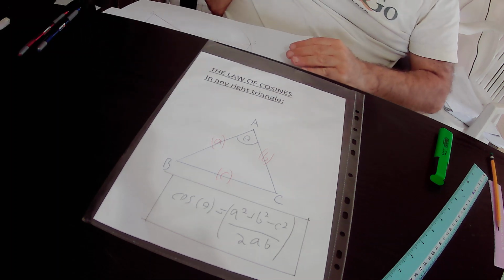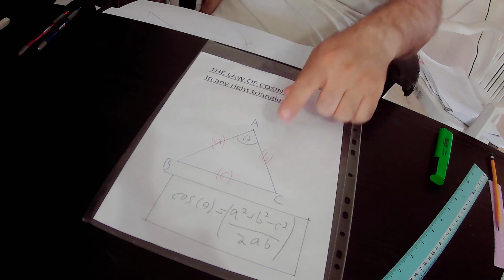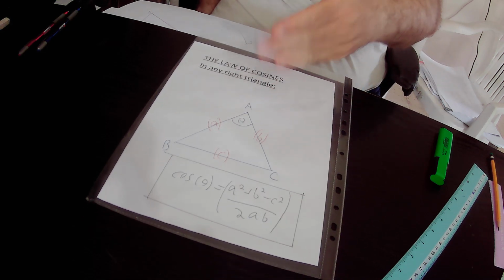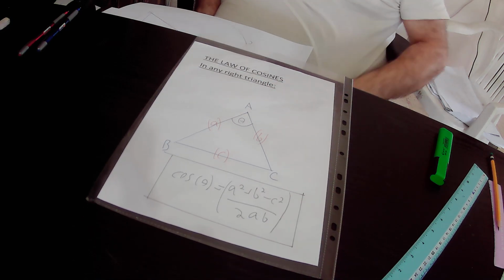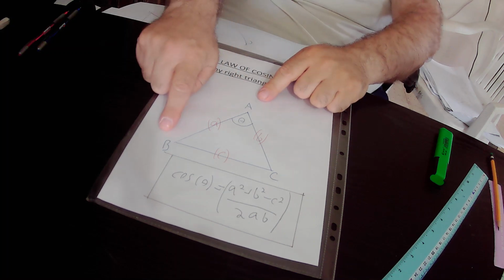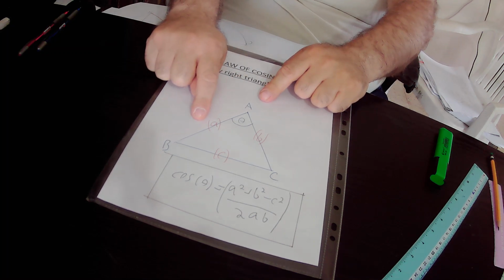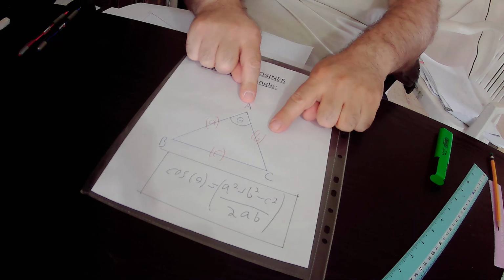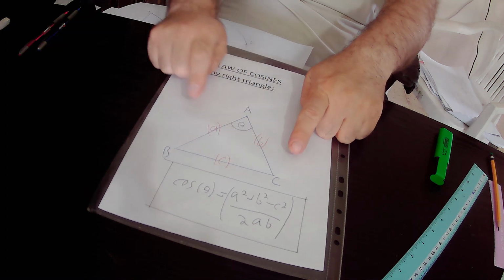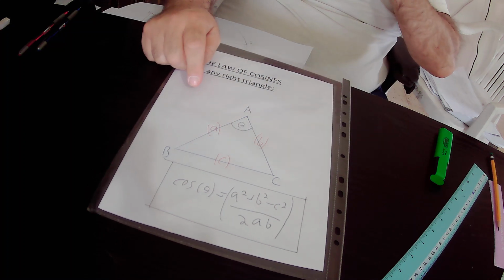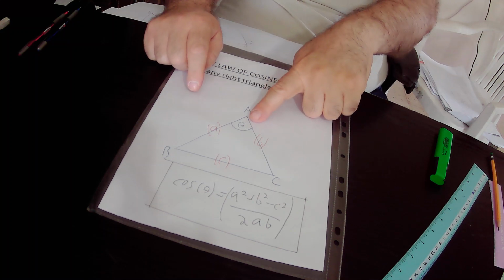First of all, the law of cosines is true in any triangle. So this is triangle ABC, and this triangle ABC could be any triangle. The length of side AB is A units, side AC equals B units in its length, and side BC equals C units in its length. The size of this angle BAC is theta.